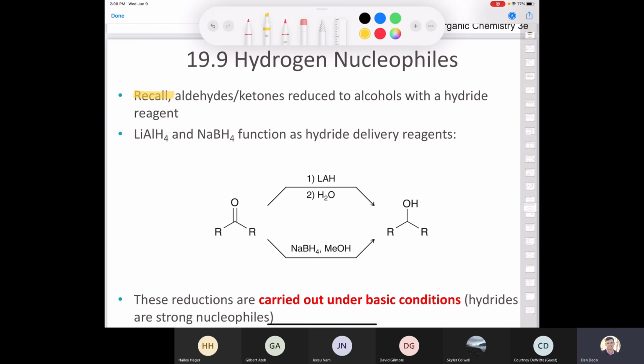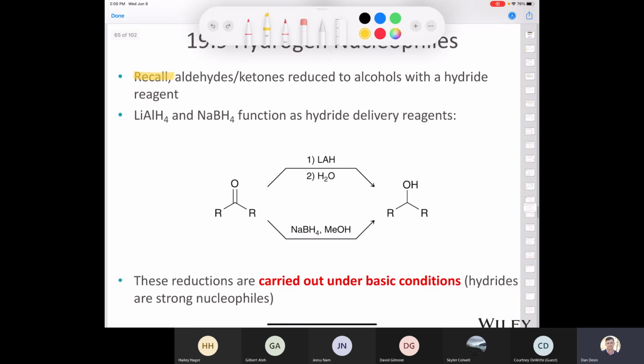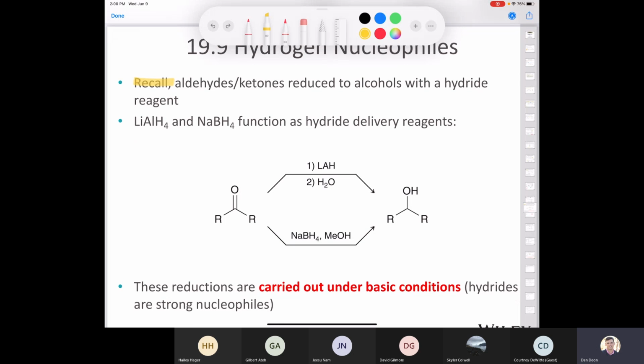Hopefully you remember that if you take an aldehyde or a ketone, you can reduce it to an alcohol. An aldehyde you can reduce to a primary alcohol. A ketone you can reduce to a secondary alcohol. And how would you do that? You can use either lithium aluminum hydride, which is a 2-step process, where the second step is water. Or you can just use sodium borohydride with a polar protic solvent like methanol, ethanol, or water. Now, notice that these reductions are carried out under basic conditions, because hydrides are strong nucleophiles. If you had an acid present, it would destroy the hydride.